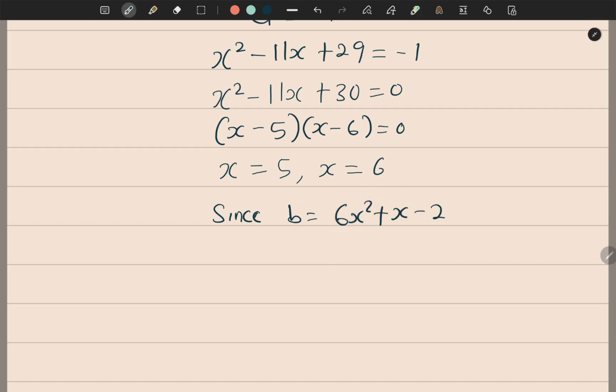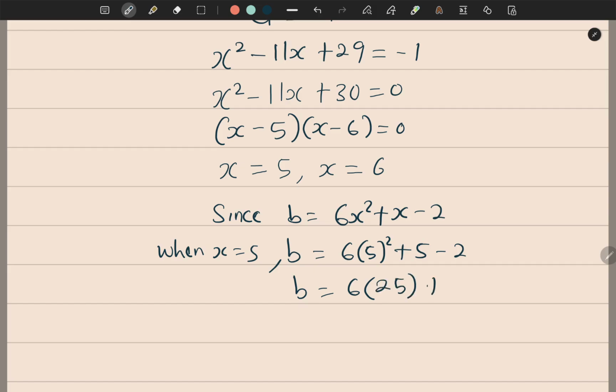All right, so we consider when x is 5. When x is 5, b is 6 times 5 squared, that is 25, plus 5 minus 2. So 6 times 25 is 150, and 150 plus 3 is 153. 153 is odd, so we are not going to use x equals 5.